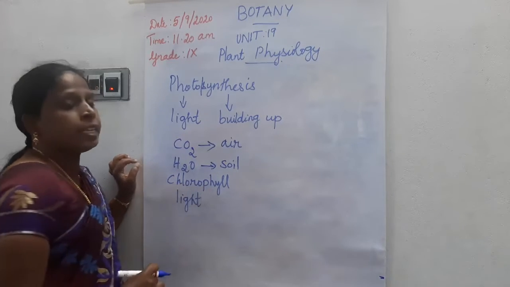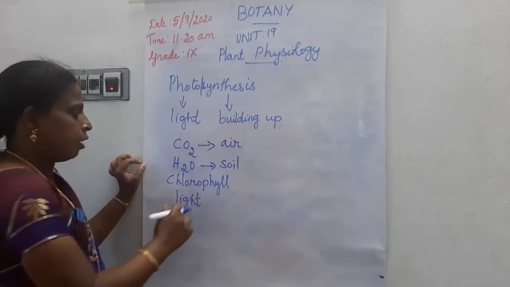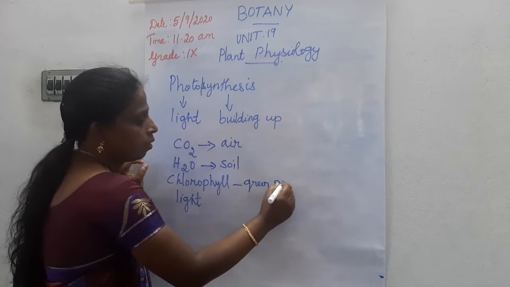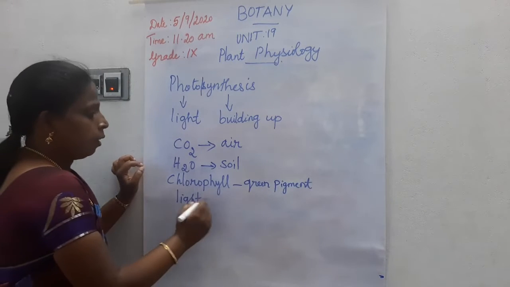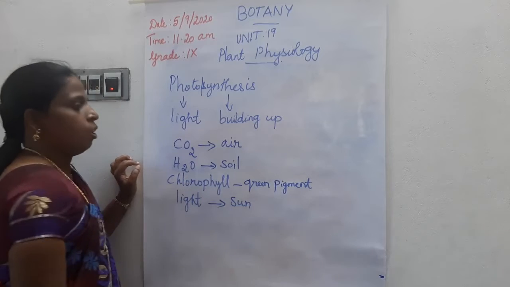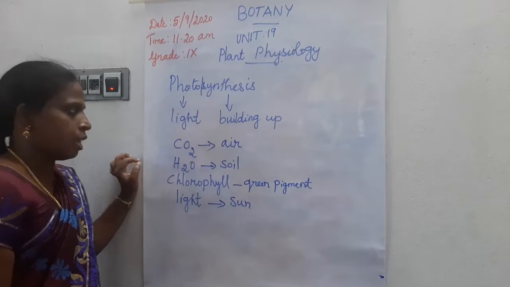Then chlorophyll, it is a green pigment present in the leaves of a plant. Then light energy, it is obtained from the sun. So these are the required materials for photosynthesis.